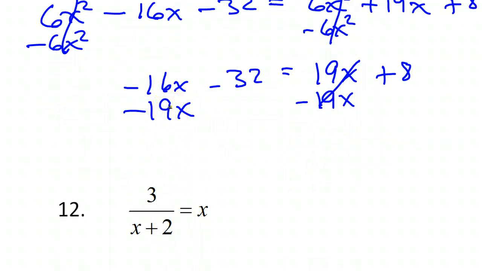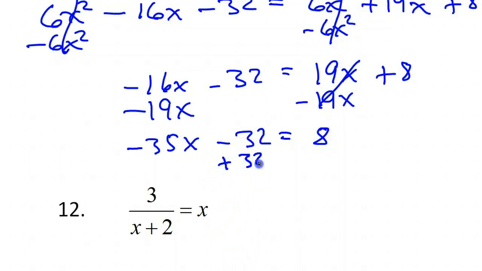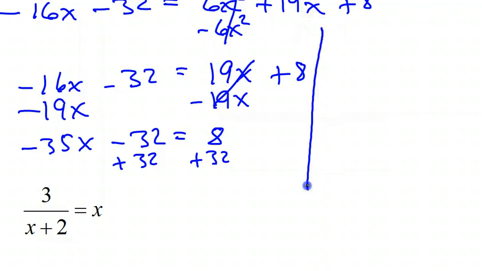So let's see, that looks like negative 35. So I have negative 35x minus 32 is equal to 8. If I add 32 to both sides, I'm going to get negative 35x is equal to 40. Then I will divide both sides by negative 35.